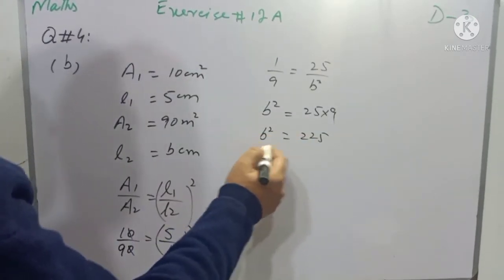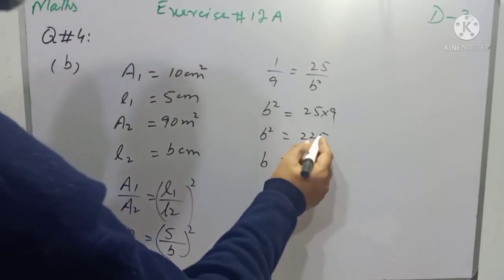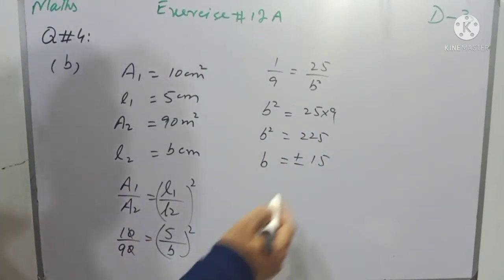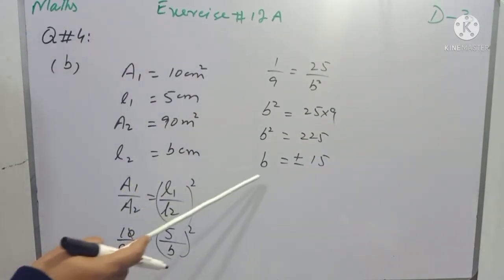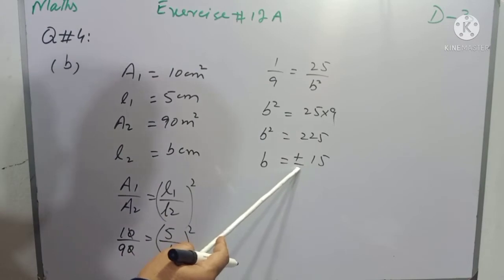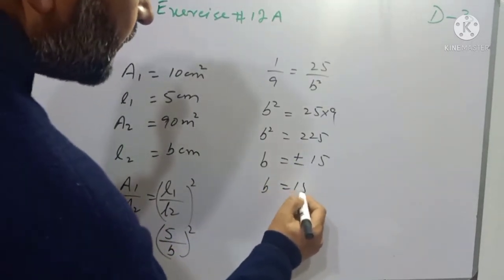So we will take square root on both sides, and B will be plus minus 15, because the square root of 225 is 15. As students, B is length, and length is a scalar quantity, so we will not use minus sign with it, and the value of B will be 15.